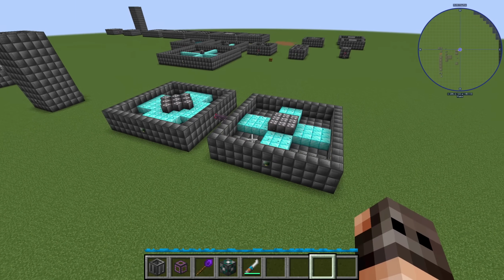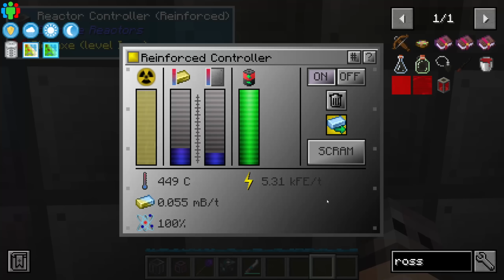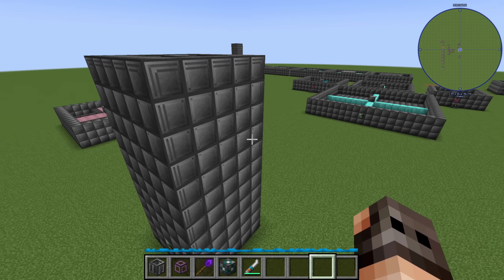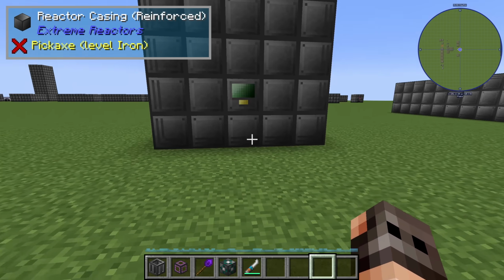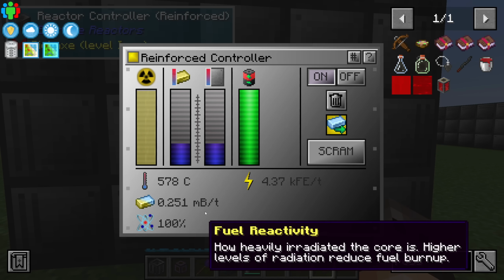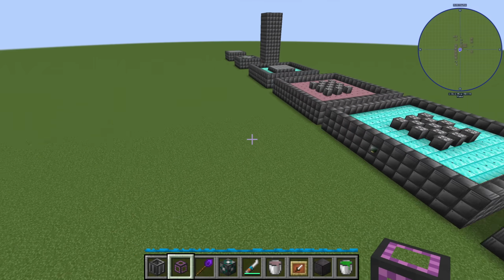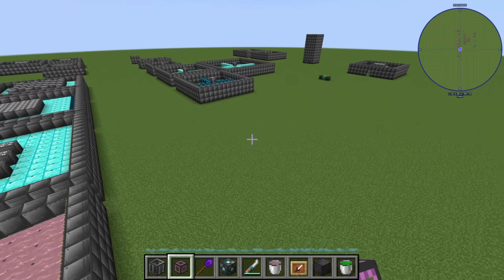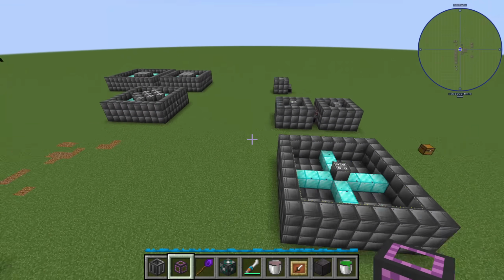The next question is, do we go wide, do we go tall? Well, the wide one gives us 5320 RF per tick, if you eject the waste. But the tall one with the same amount of fuel rods is going to give us far less. Yeah, it's 4360 at a way more fuel burn rate. This mod is not really meant to have passive reactors. The passive reactors are actually tools in order to get the turbines and get better material.